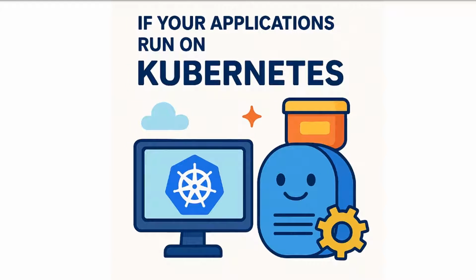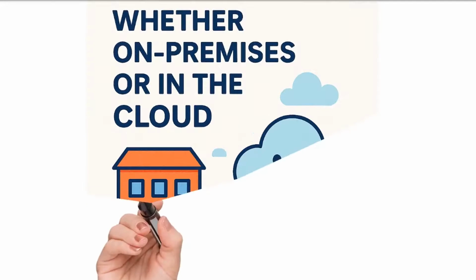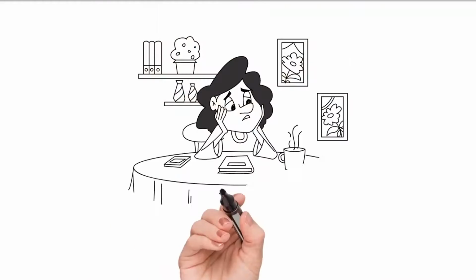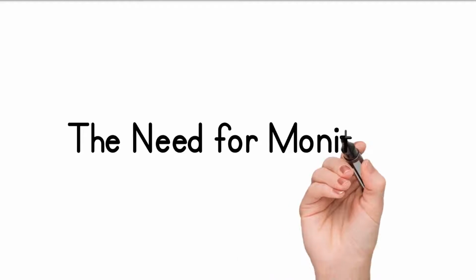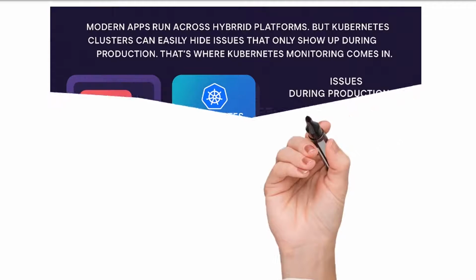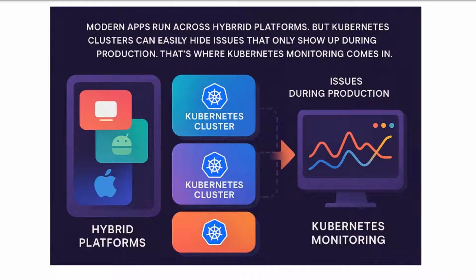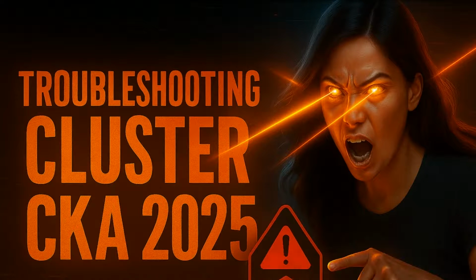If your applications run on Kubernetes, whether on premises or in the cloud, then monitoring your cluster isn't just helpful, it's essential. The need for monitoring. Modern apps run across hybrid platforms, but Kubernetes clusters can easily hide issues that only show up during production. That's where Kubernetes monitoring comes in. It helps DevOps engineers and SREs spot problems early, from performance bottlenecks to failing pods, and resolve them before users ever notice. Let's break it down.